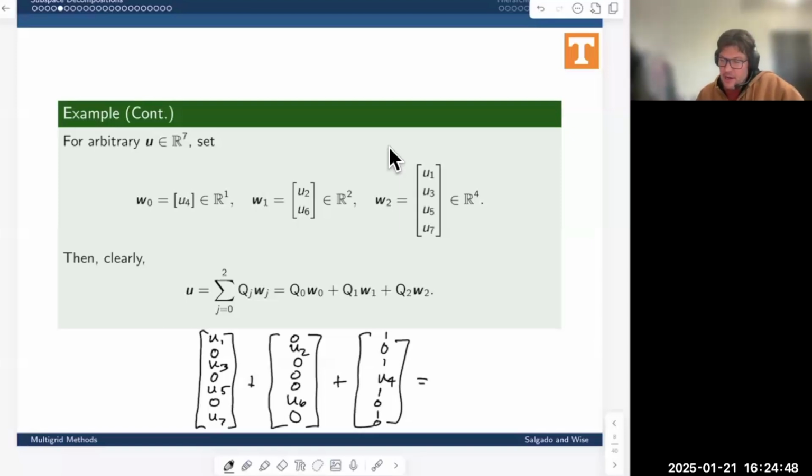So this is what's called hierarchical basis. And the picture for this actually illustrates what's going on quite nicely. Once you visualize this hierarchical basis, it becomes much more sensible what's going on. And we'll do that momentarily.